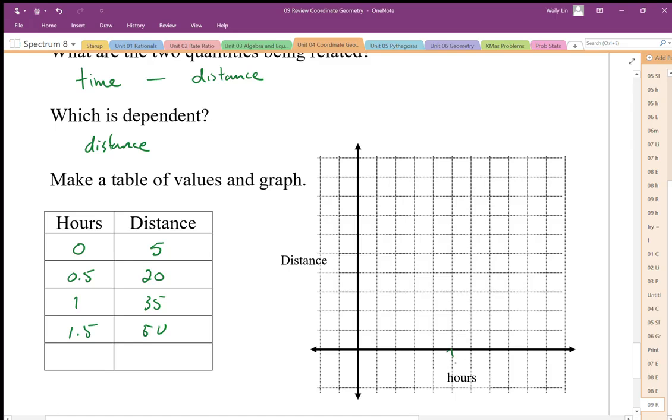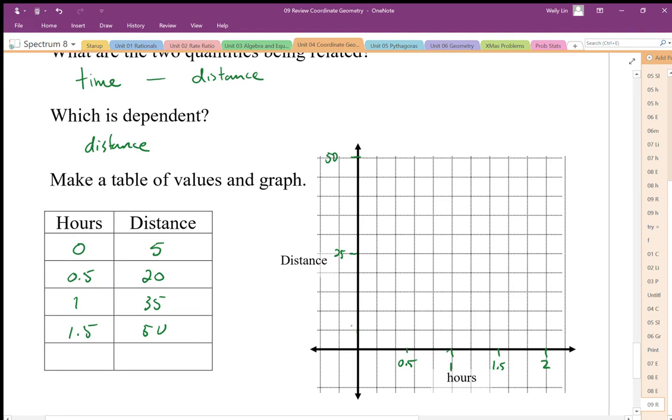Okay, so I'm going to mark my increments here. This is going to be 1 hour. Let's say that's going to be 2 hours. That's going to be 1.5. My distance we'll do in 5s, so let's say that's 25, and let's say that's 50 kilometers. Okay, and we can plot our points here.